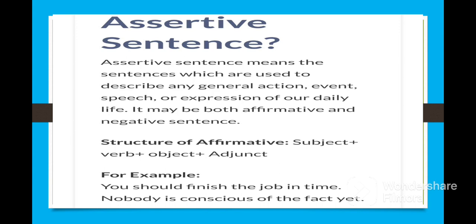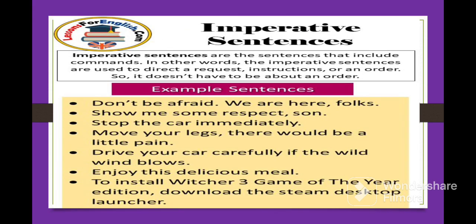Structure of an assertive sentence. What is the structure of an assertive sentence? You have subject plus verb plus object. Now let us see the examples here. You should finish the job in time. So that is one example. Next: Nobody is conscious of the fact yet.